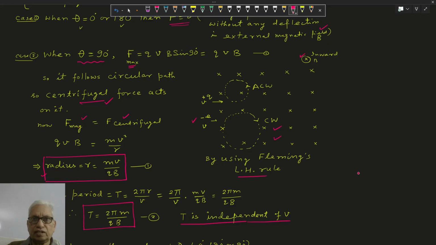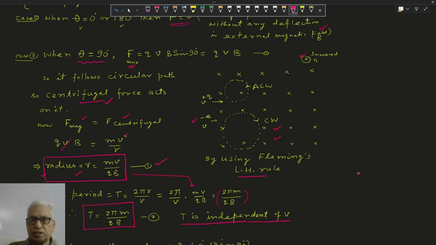So this way we cancel out and we can find out the radius given by the formula r = mv/qB, by equation 1. And the time period is distance 2πr upon speed v. Putting the value of radius here from equation 1, v cancels out, it is 2πm/qB.